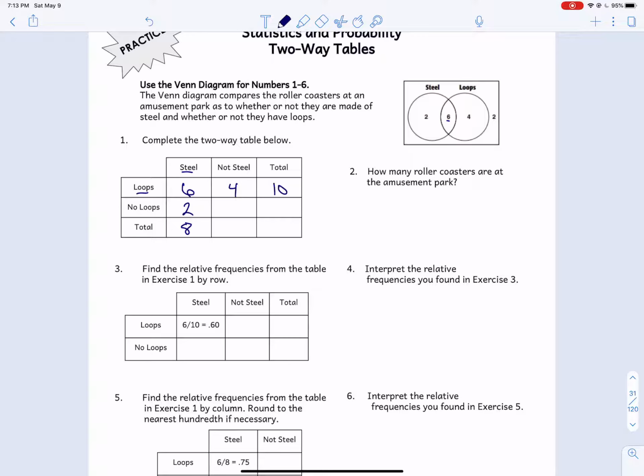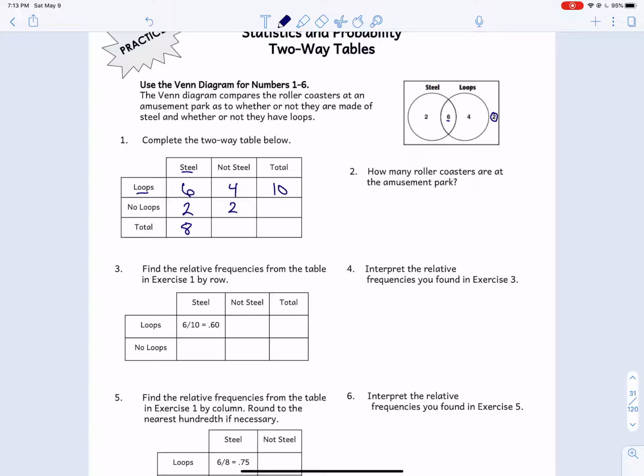Okay, and then the last box here, not steel and no loops. Not steel and no loops. So that number would be the one that's outside of both of those circles. So that would be 2.